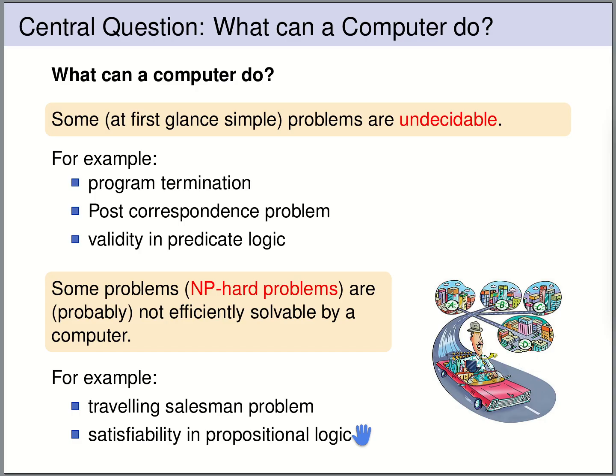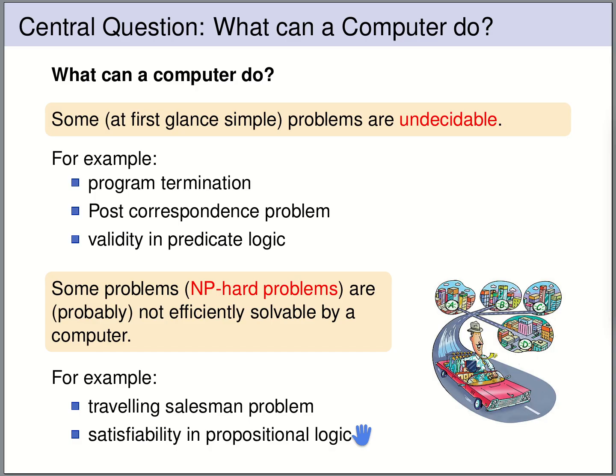Satisfiability in propositional logic. So propositional logic, now we don't have quantifiers, we just have Boolean variables that can be true or false. So given such a formula, in principle we can try all possible assignments of the variables. So in principle this problem is solvable, but no efficient algorithm is known. So also this is an NP-complete problem.